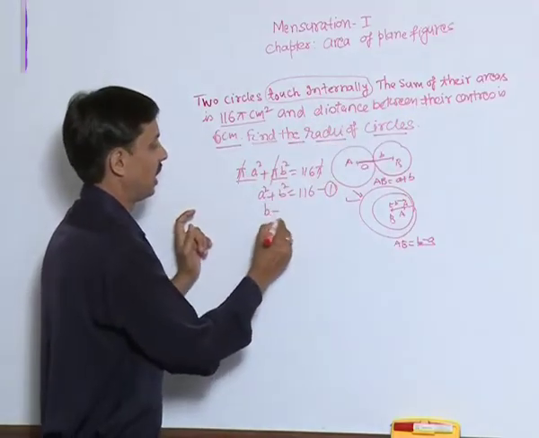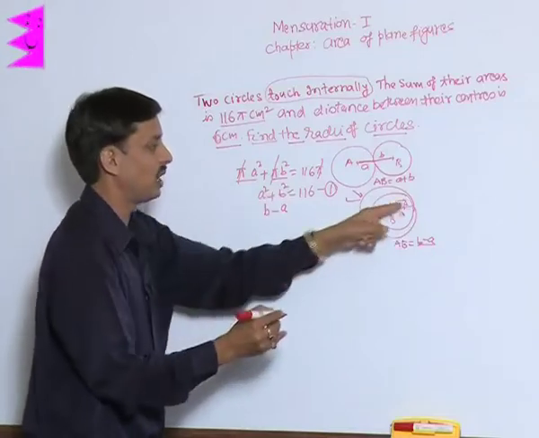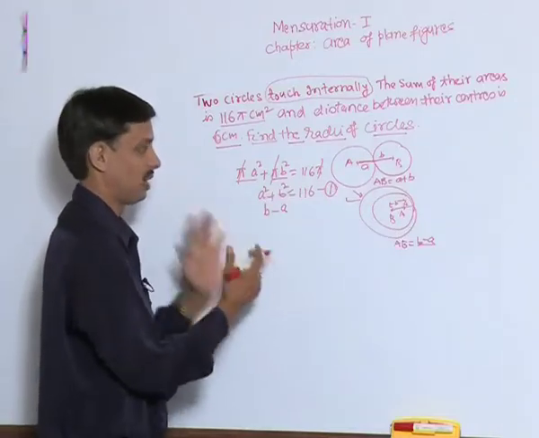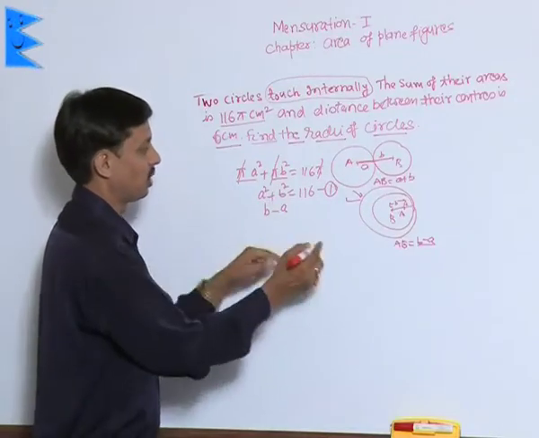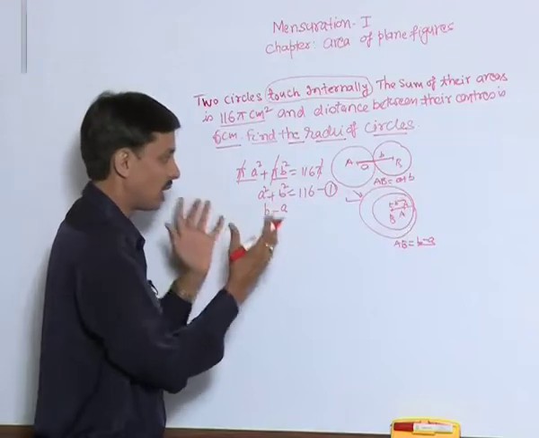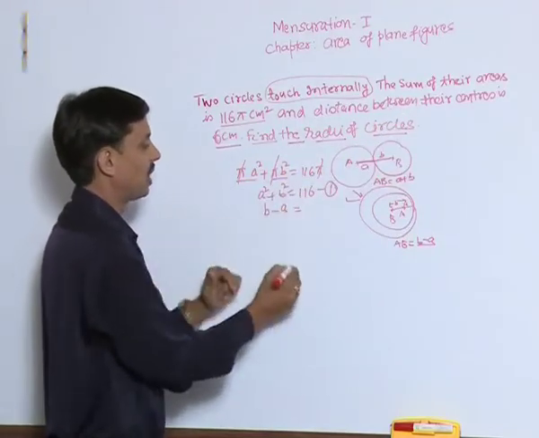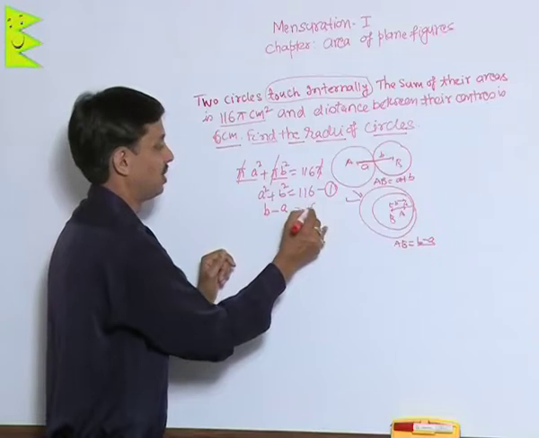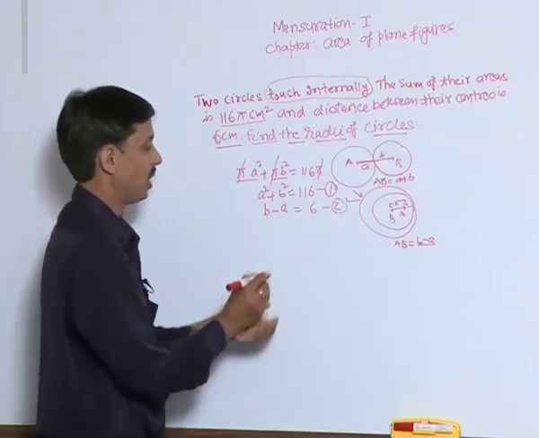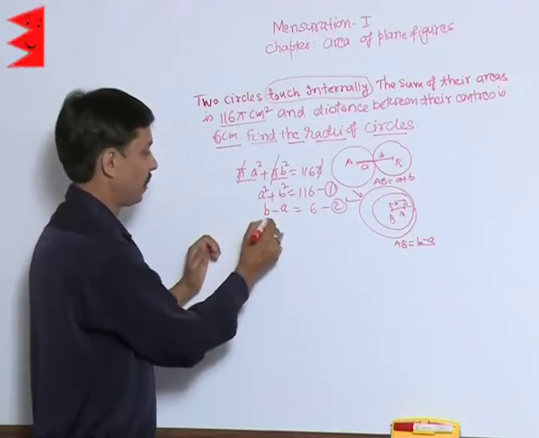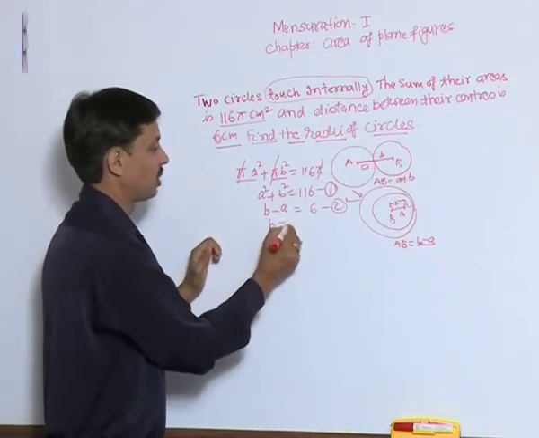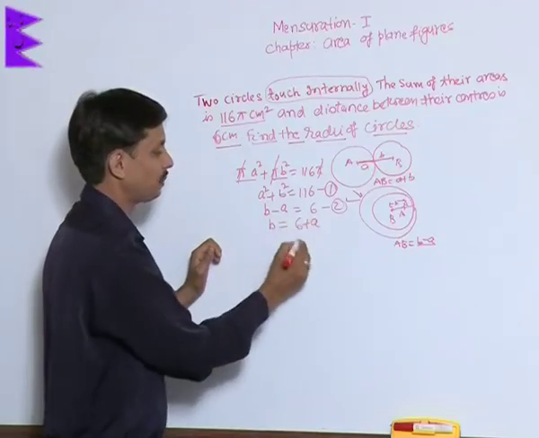Now the next is the distance between their centers. The centers are at a distance of B and A from the point of contact, that is, these are the radii. In case of touching internally, the distance between their centers is the difference of the radii, that is B minus A, and that is given as 6 centimeter. Now from equation number 2, B is 6 plus A.